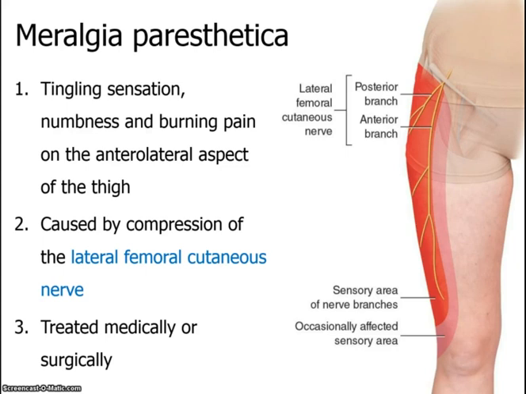Now, due to the entrapment of this nerve, the patient can get tingling sensations or numbness or burning pain on the anterolateral aspect of the thigh, the area supplied by the lateral femoral cutaneous nerve. This condition can be treated medically with drugs given orally to the patients, and if it does not respond to drugs, a surgeon can go in and release the nerve under the inguinal ligament.